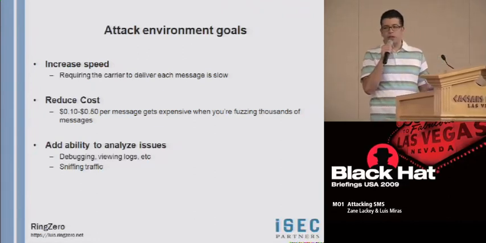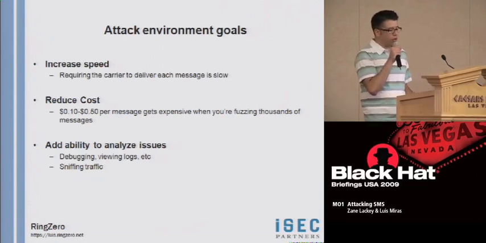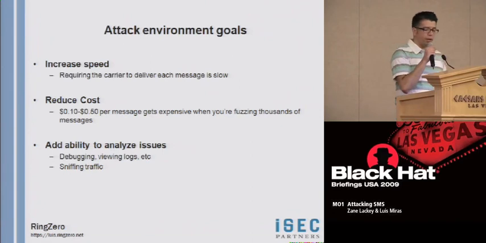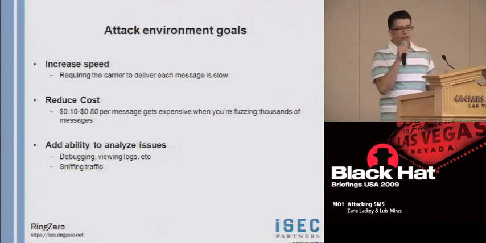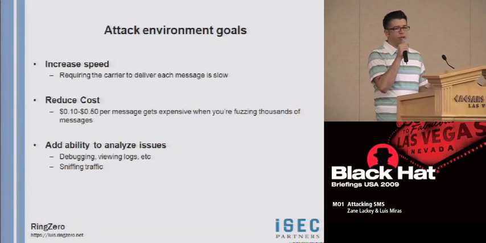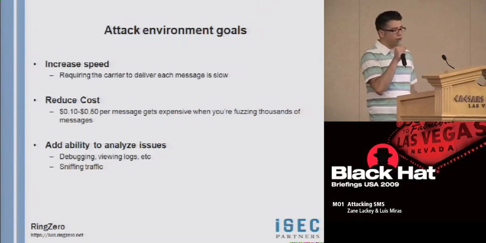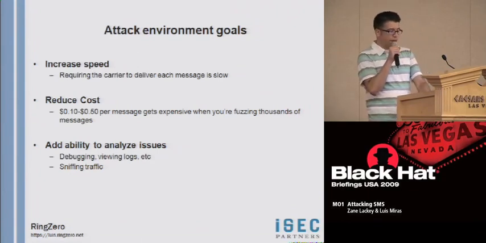We wouldn't know if it got dropped because of the carrier, if it got dropped because it was a bad format, if it got dropped by the phone. So we were trying to move towards being able to fuzz locally on the phone, as many people are working on this. So the cost too, even though you can get unlimited texting on phones, even in prepaid plans, one of the problems is that if you're sending thousands of test cases across this, your account's probably going to get dropped. It's going to get flagged. And we also wanted the ability to analyze issues, to be able to debug and look at logs and sniff traffic.